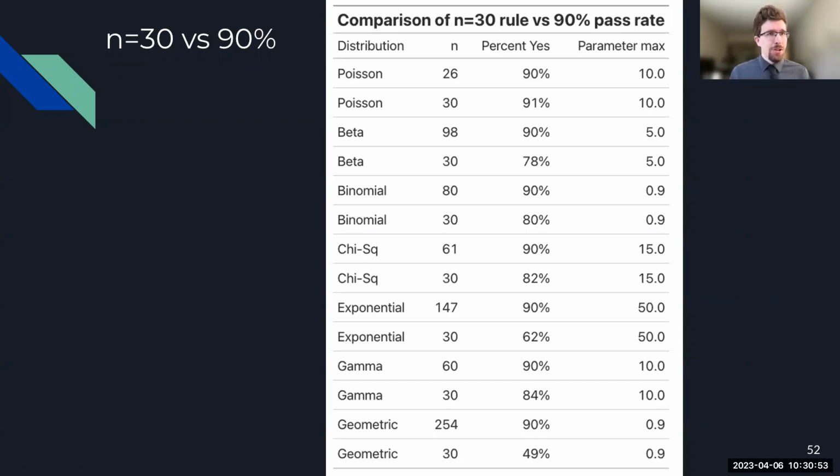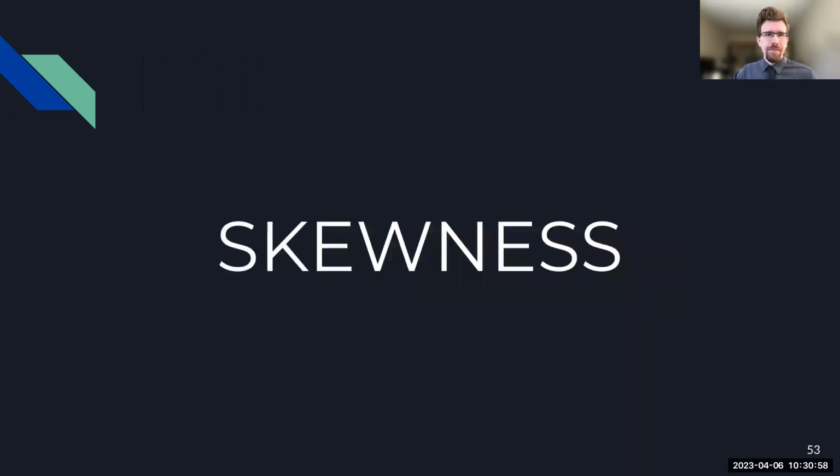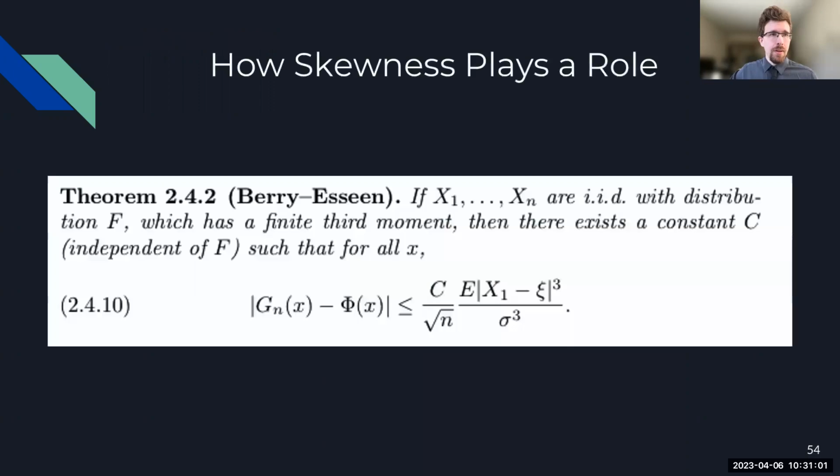Does that mean that we should just throw the rule away? Well, not quite. There's something we need to talk about first. Skewness. So skewness is integral here, and we found the Berry-Esseen theorem, which is essentially saying that the difference between a function g of n and the standard normal distribution is bounded by some constant c and sample size and skewness. So you have skewness here as a clear factor, as a clear determinant of the bounds of this function. So it's clearly playing some important role along with sample size.